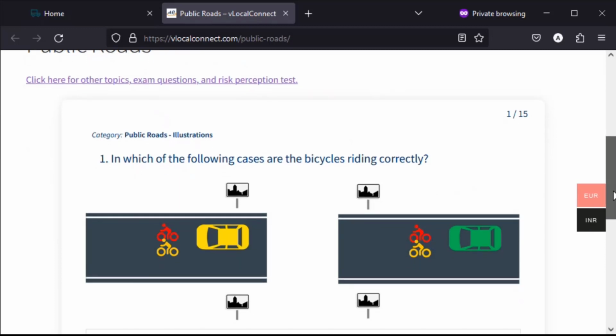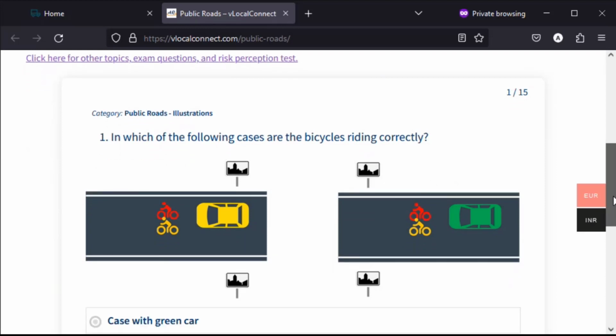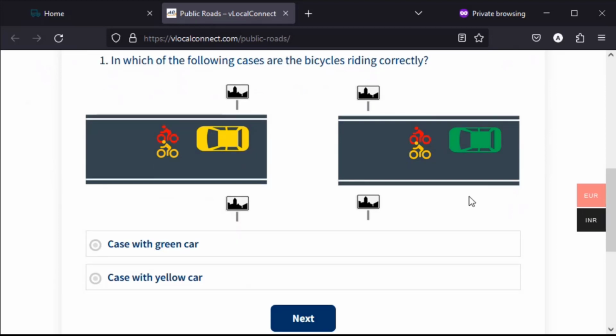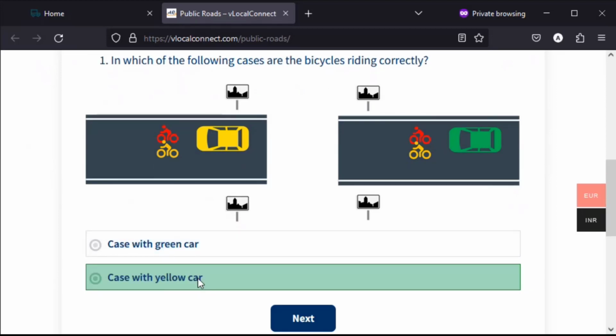In which of the following cases are the bicycles riding correctly? As you can see, there are two cases here. This one is within a built-up area and this one is outside a built-up area, because the built-up area is starting from here, right? You can see the car is traveling towards the built-up area. Here it is already in the built-up area. So this case is valid. The two bicycles can ride next to each other only in a built-up area when a car is driving from behind. So the case with the yellow car.